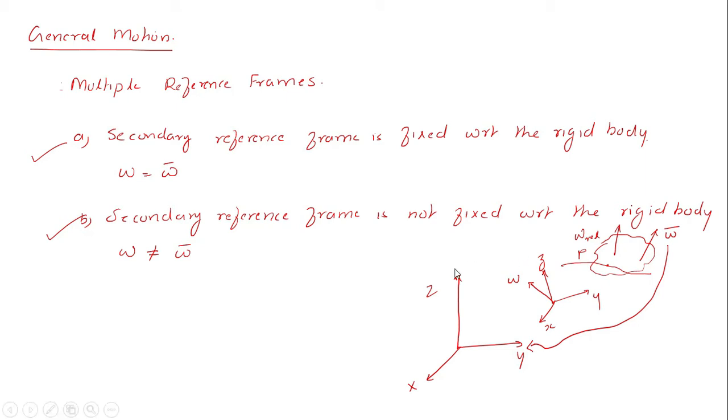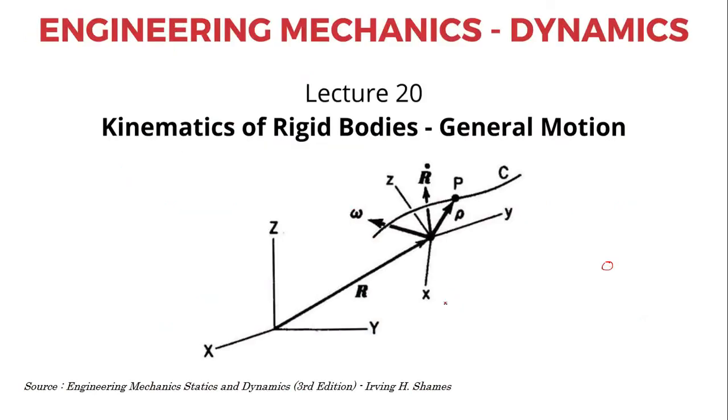So we will try to derive the velocity and acceleration of the point P with respect to the fixed reference frame capital X, capital Y, capital Z. So I have shown you the figure once again. You have the primary reference frame capital X, capital Y, capital Z, and the secondary reference frame small x, small y, small z. Now R is the corresponding position vector of the origin of the secondary frame with respect to the origin of the primary frame.